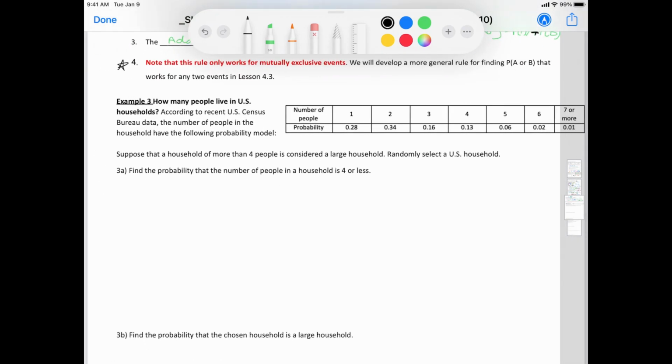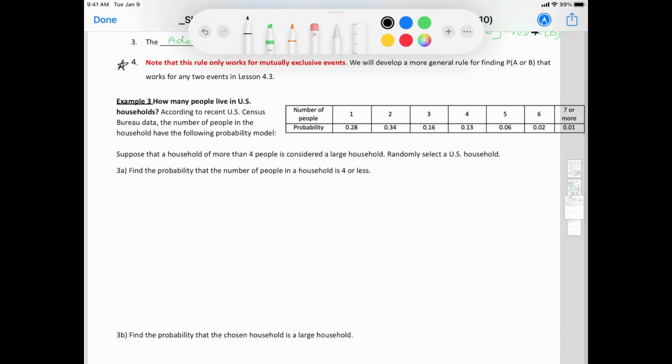Let's do an example. How many people live in U.S. households? According to recent U.S. Census Bureau data, the number of people in the household has the following probability. If you're just living by yourself, there's a 28% chance. Then 2 people, there's a 34% chance. 16% chance for 3 people in the house, 4, 5, 6, or 7 or more.